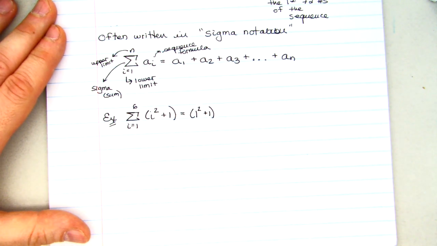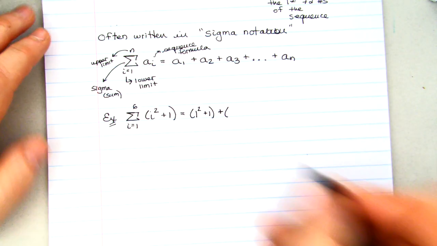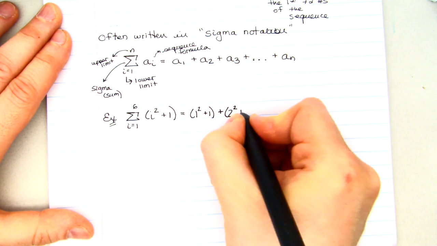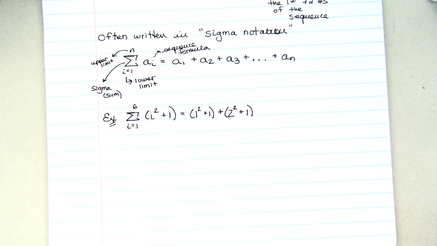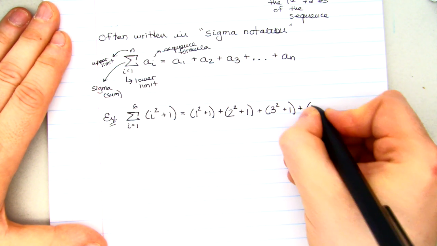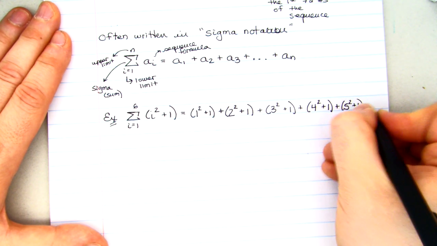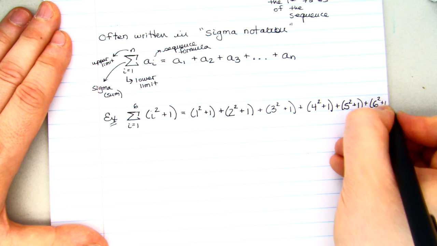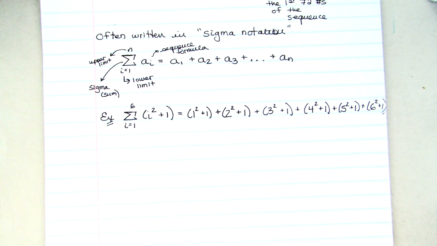I'll do it in a moment. I'm then going to add. Well, you're going to plug in 2: 2 squared plus 1. Then what? Plug in 3: 3 squared plus 1. You're going to keep doing this until you plug in what? 6. 6 squared plus 1 will be that last term, and I know it's the last term because 6 is my upper limit. Keep going. Do each set of parentheses, add them up, and let's get our sum.